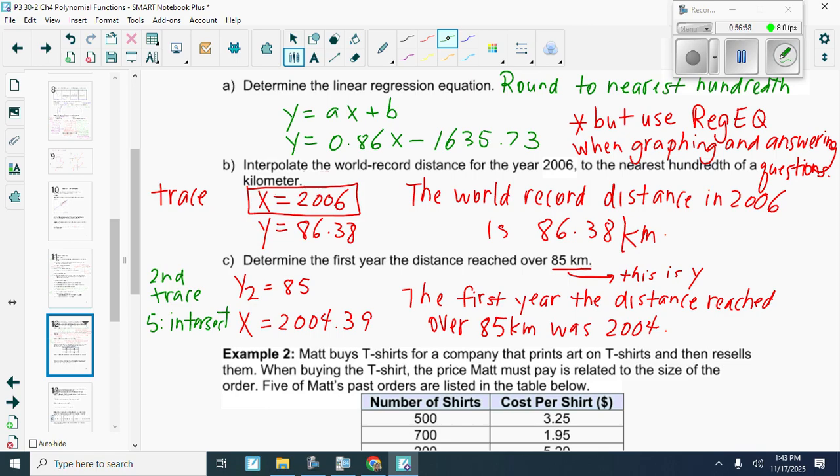So that was our introduction to regressions. We're going to pick up tomorrow. We're going to finish up with linear regression, and we're going to continue on into quadratic, cubic, that sort of thing.